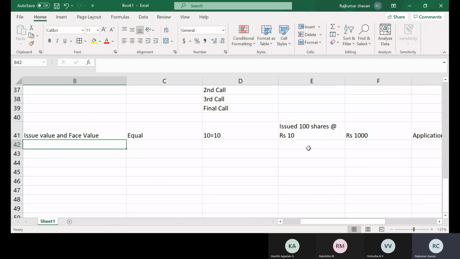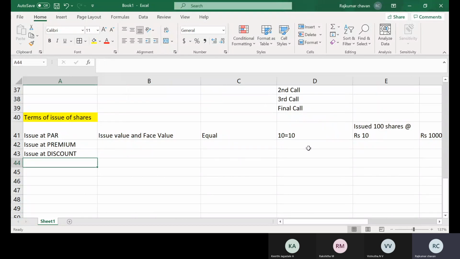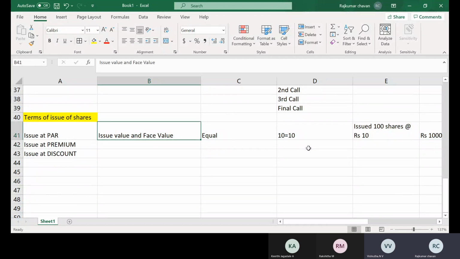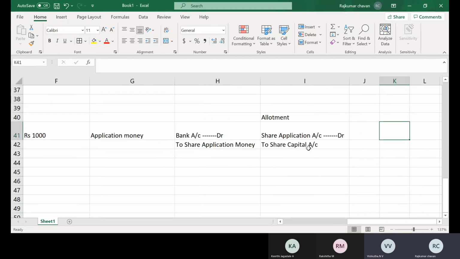Yes, sir. Issue of shares at a premium means what? Sir, if you could show the journal entry for allotment. Yes, sir, thank you.